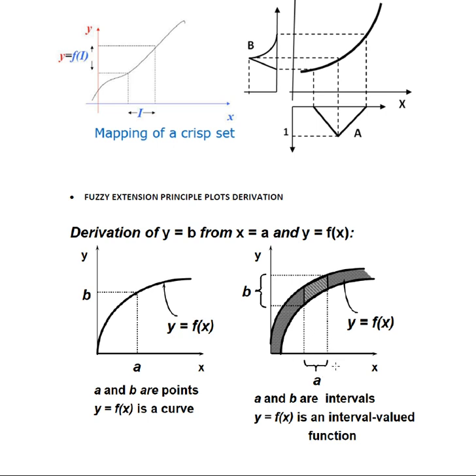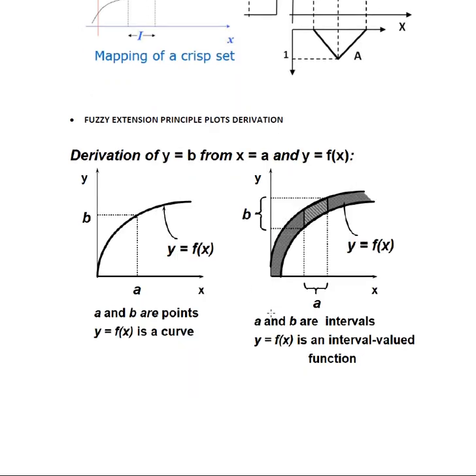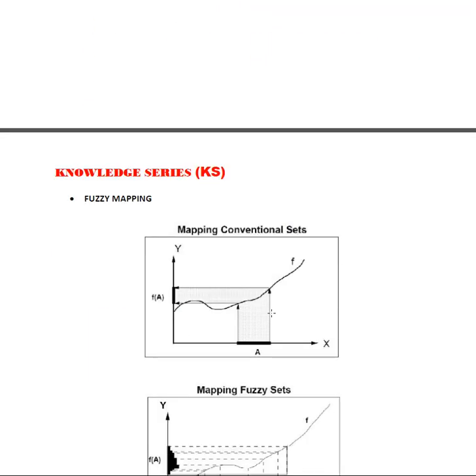So here you try to see the width of the A. This width of the A is different as compared to the width of the B. So A and B are the intervals; y is equal to f(x) is an interval valued function. So this is a point function, this is an interval valued function, something like how you see a type 1 fuzzy set and a type 2 fuzzy set variation. So these deviations you can try to observe in this particular case.